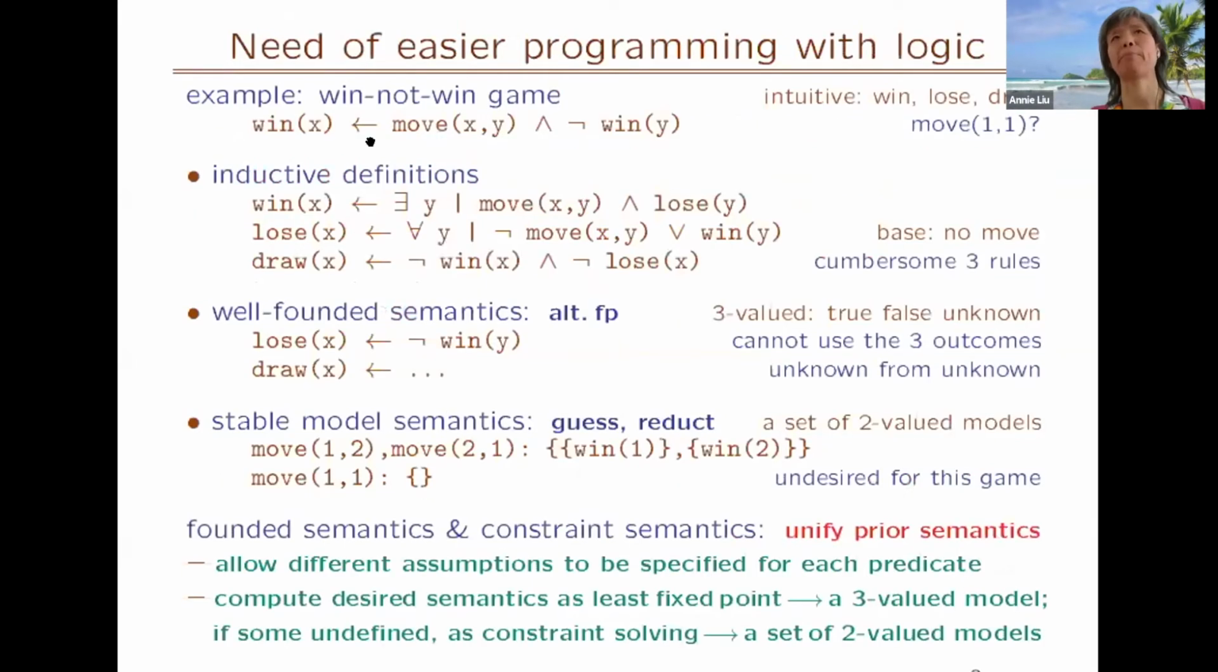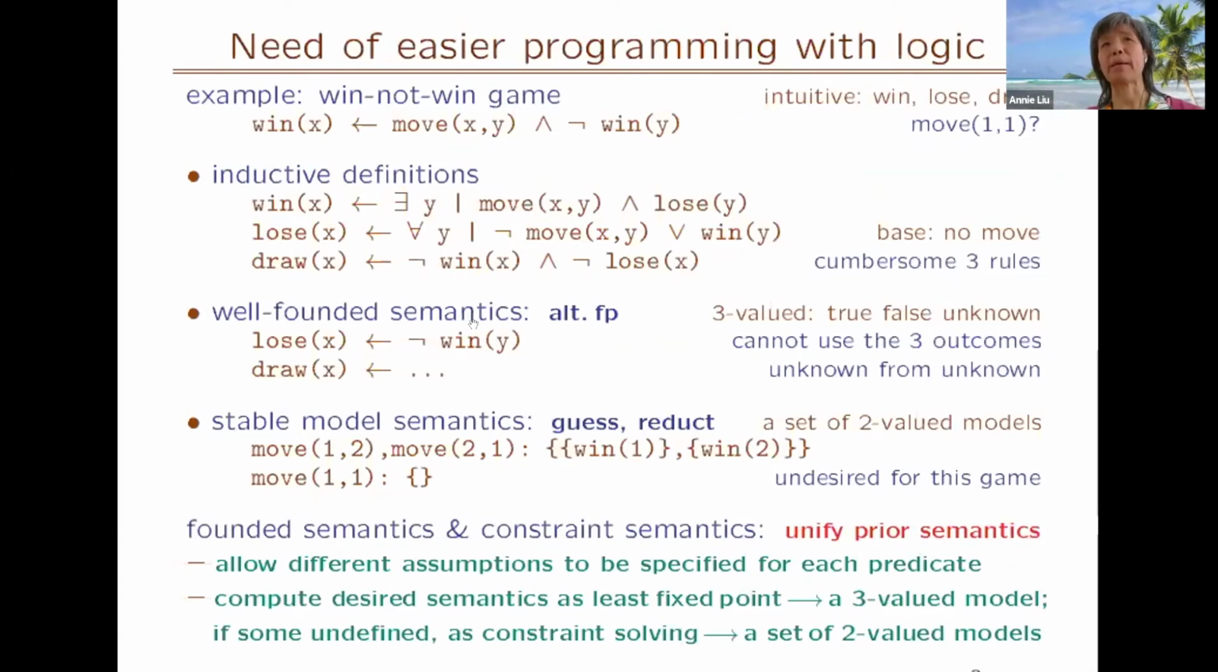And just one example, this is the famous win not win example. X is a winning position if you can move from X to Y and Y is not a winning position. It looks very intuitive, but if you have, like, move(1,1), so win(X) if not win(X), win(1) if not win(1). So what's the meaning? If you figure out all the precise logic meaning, you can write inductive definitions like these rules, but they are much more cumbersome with all these quantifications.